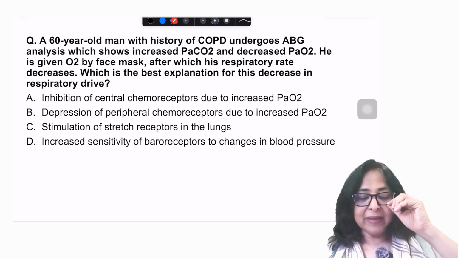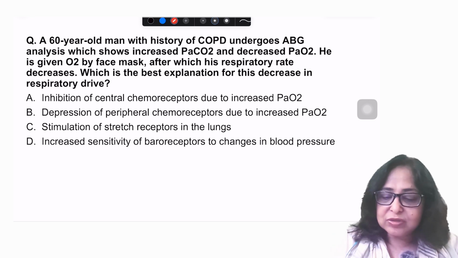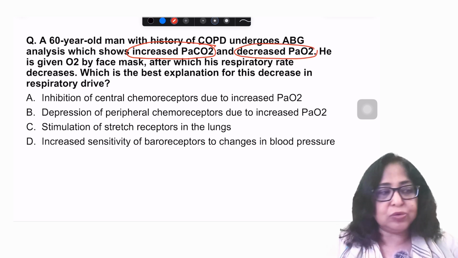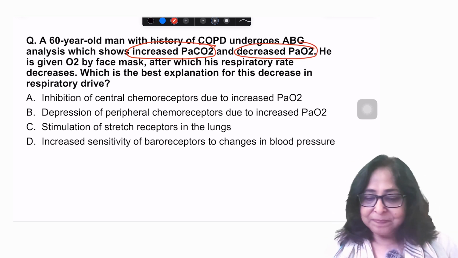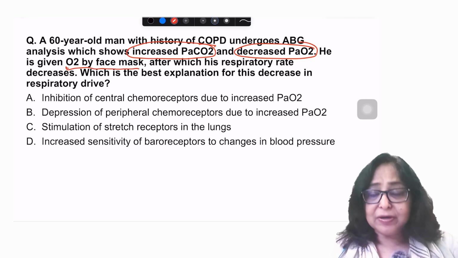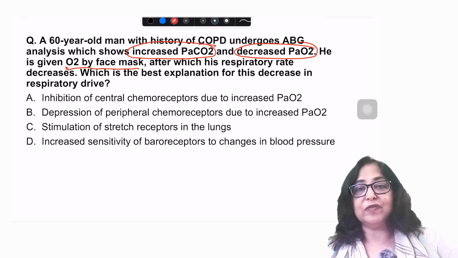Now let's look at the next question. A 60-year-old man with a history of COPD undergoes arterial blood gas analysis, which shows increased PaCO2, that means there is CO2 retention, and a decreased PaO2, that means a hypoxemia. He is given oxygen by a face mask, after which his respiratory rate, in fact, decreases. What is the explanation for this?